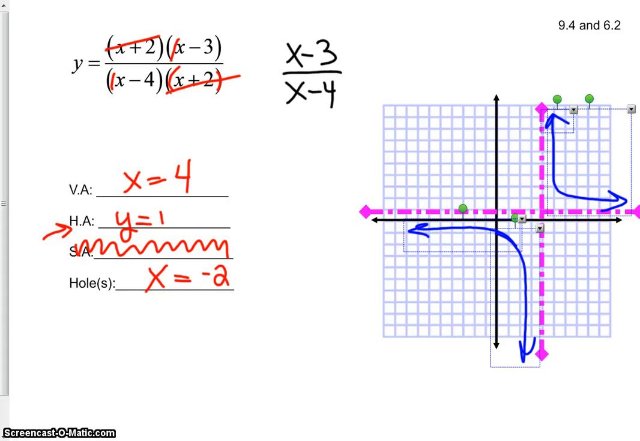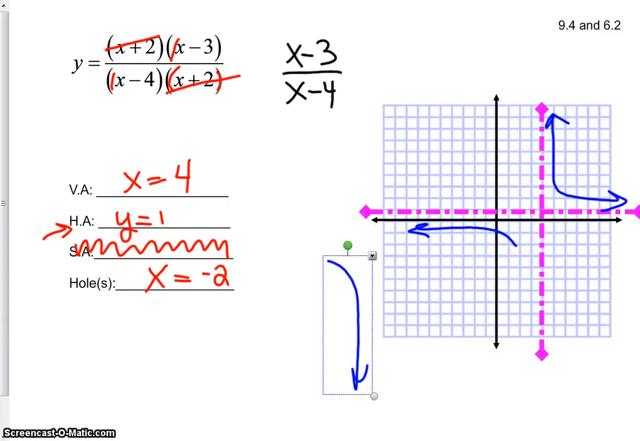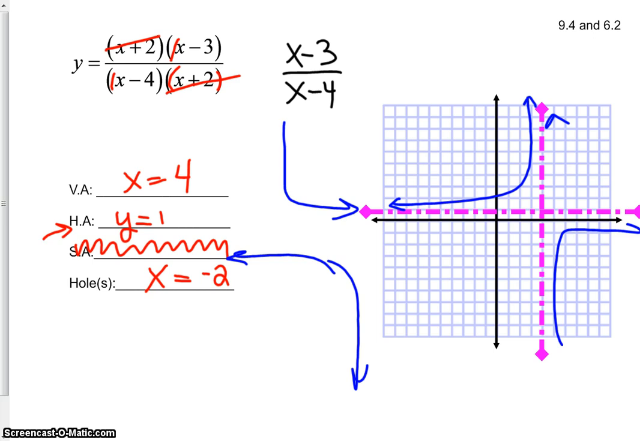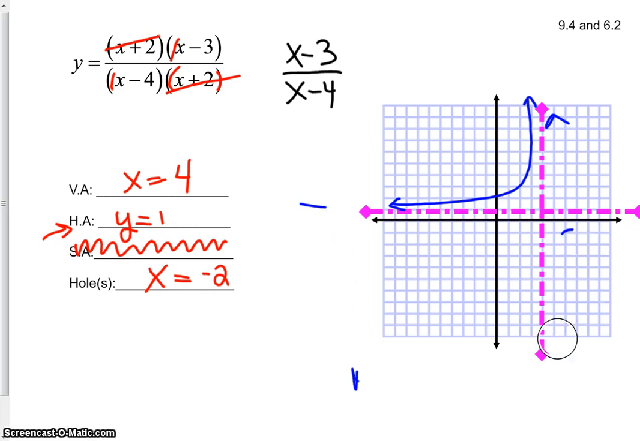It's either here, but another option is that it curves like this or this. So we really don't know where our curves are, and we have to do some tests to show where our curves exist. We don't know for sure yet. I'm going to get rid of my possible curves, and let's do some tests.